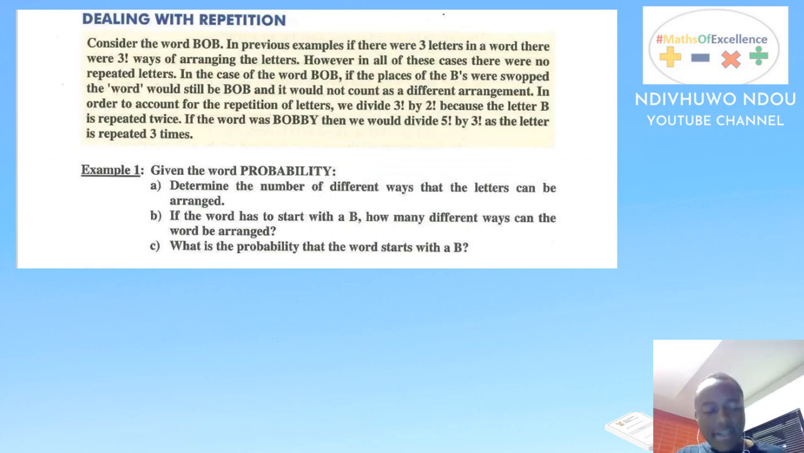Okay, let us move on now. We'll be dealing with repetition. We're still on Kevin Smith's study guide. He says, consider the word Bob. In the previous example, there were 3 letters in a word.